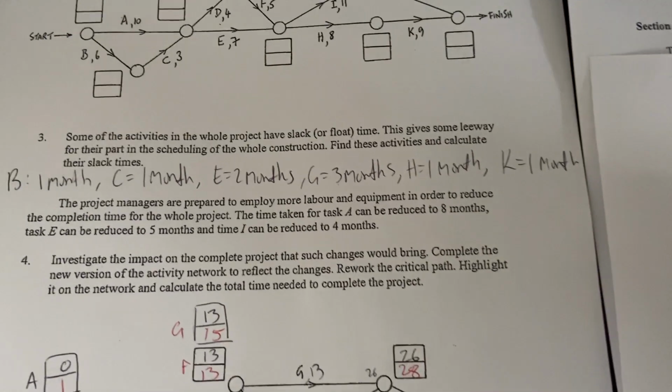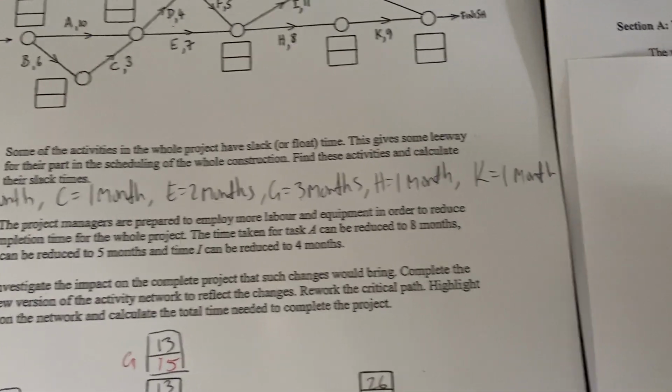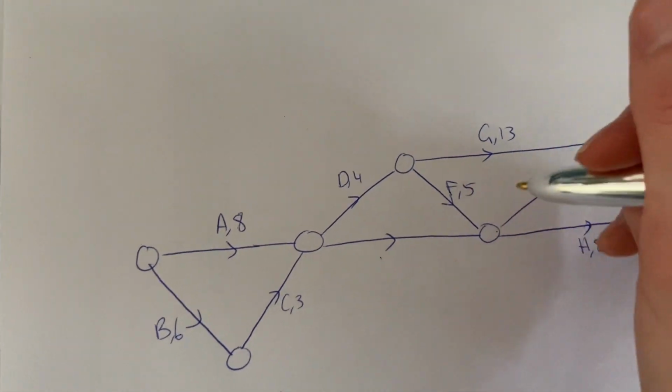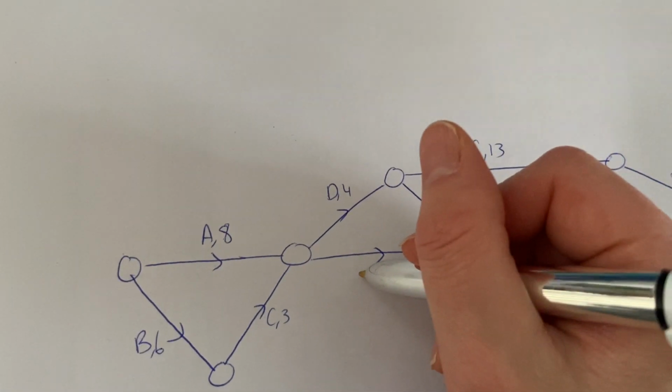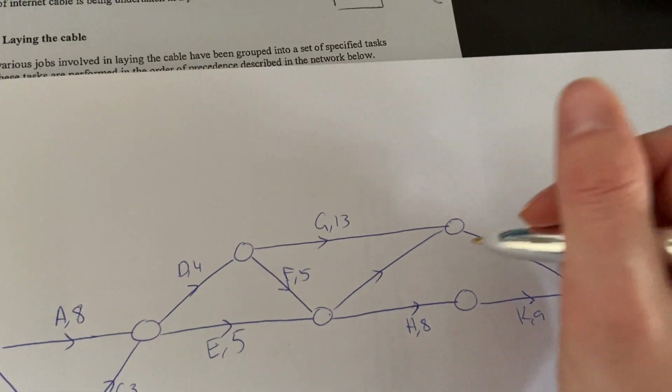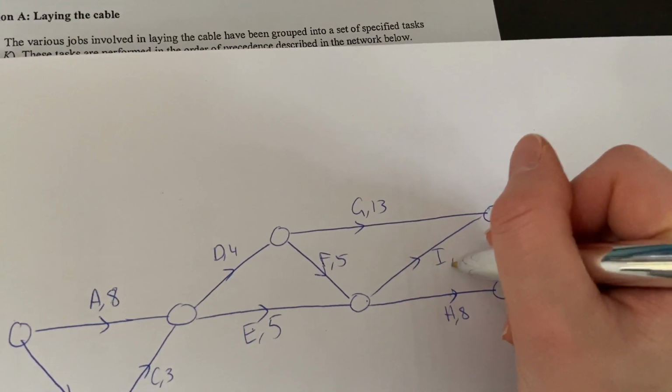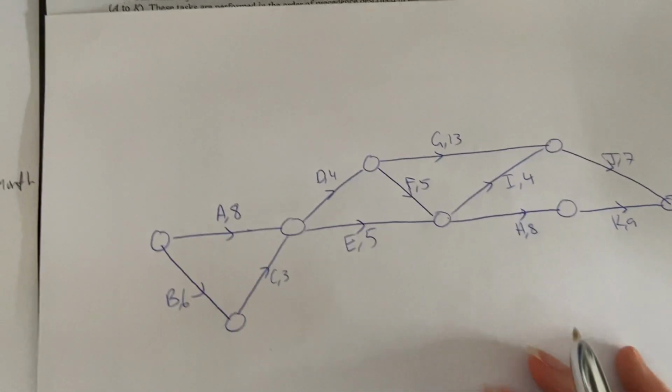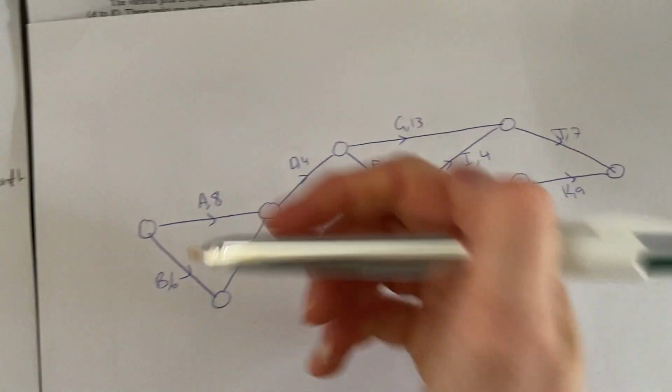What's it called? E5, I4. So E, where's the D? E must be there. And I4. There we go. All right.